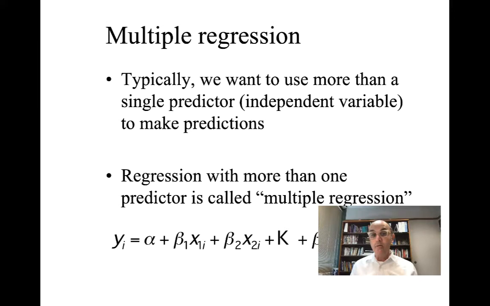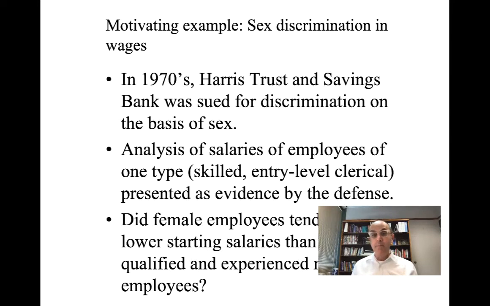In multiple regression, typically we want to use more than a single predictor, or independent variable, to make the prediction. Regression with more than one predictor is called multiple regression. The formula for that is as I laid out in the slide, which will help you understand what it is. Let's take an example.